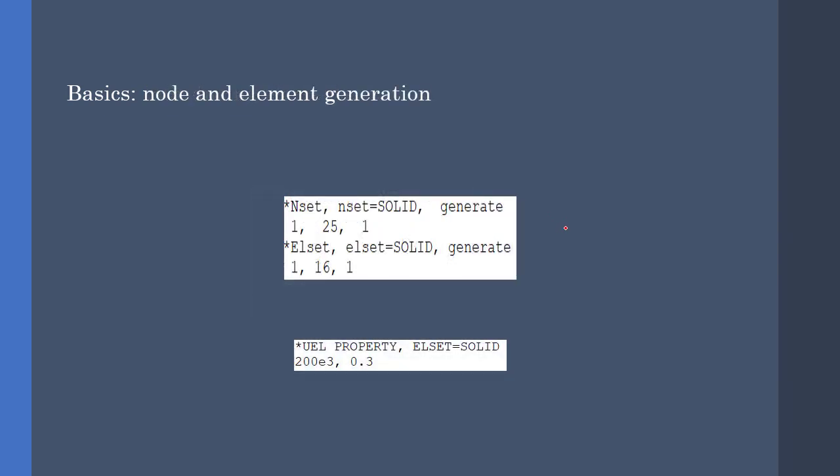Next, we are going to generate the nodes and elements. First, we are going to generate the node sets, for example 1 to 25 node sets, and we are going to have 16 elements, so we are going to generate 16 elements. We are going to use the option UEL property, LSET solid, which is here, to have the Young's modulus and Poisson's ratio according to our input.